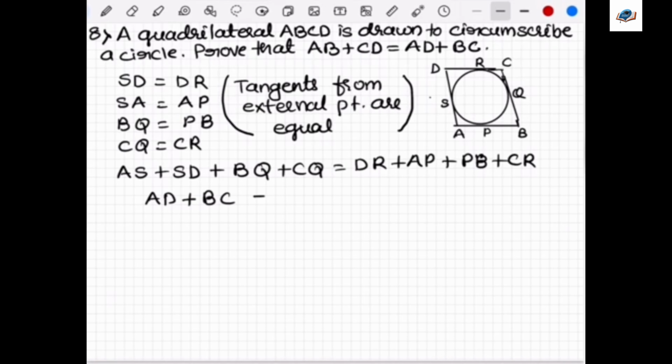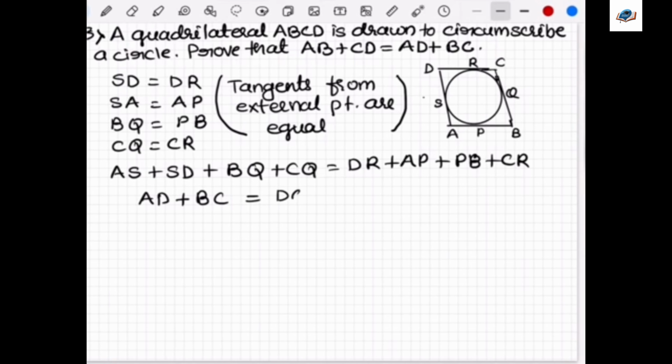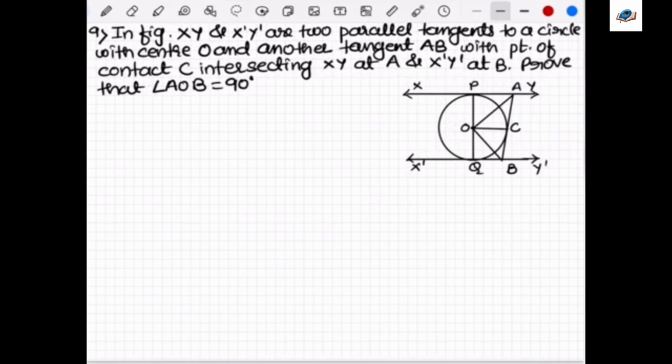Question says: in the figure XY and X dash Y dash are two parallel tangents to a circle with center O, and another tangent AB with point of contact C intersecting XY at A and X dash Y dash at B. Prove that angle AOB is 90 degrees. So I have used that property to make my work easier.